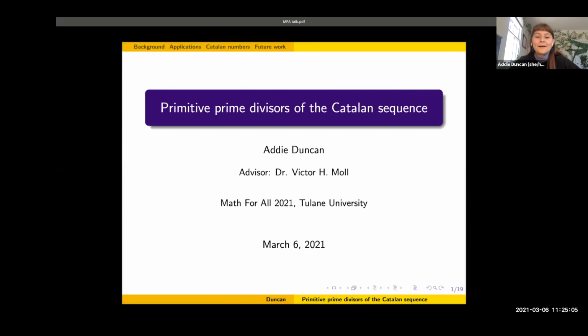Hello, everyone. My name is Addie. I'm a senior here at Tulane, and I'm going to be talking about the primitive prime divisors of the Catalan sequence today, which is a subset of my work that I'm doing for my honors thesis right now with my advisor, Dr. Mole, who I believe is in the audience. So thank you for being here. Yeah, so I'll just get into it.